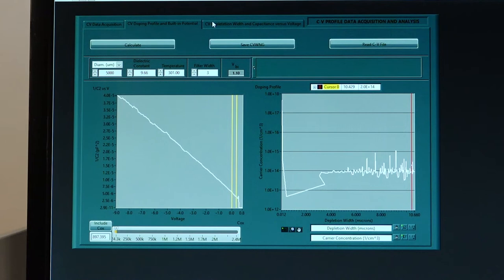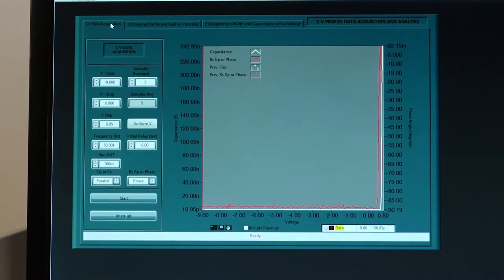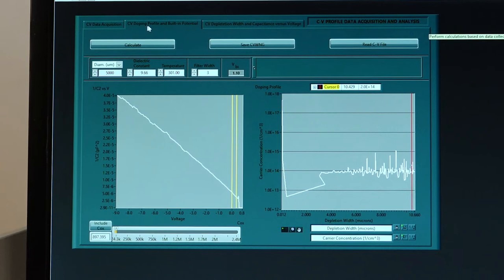One more important piece of information is how we choose these parameters. Although we have discussed the key points in choosing these parameters, there is one module in the CV profile unit which will also help us in this decision making. So in the CV profile, we saw CV data acquisition. So we now go to this doping profile and built-in potential calculator.